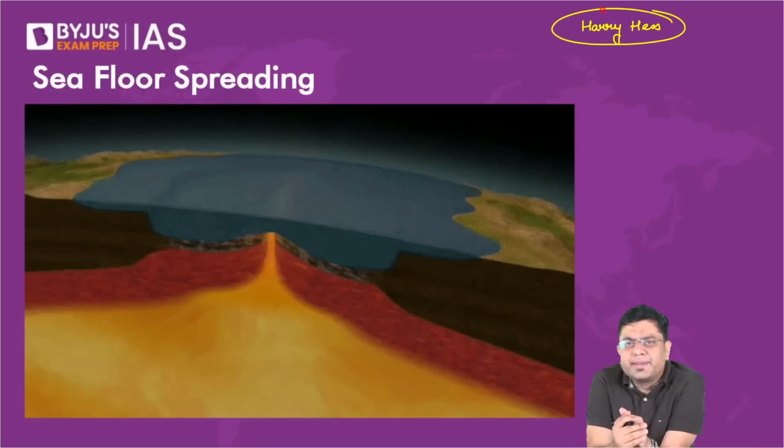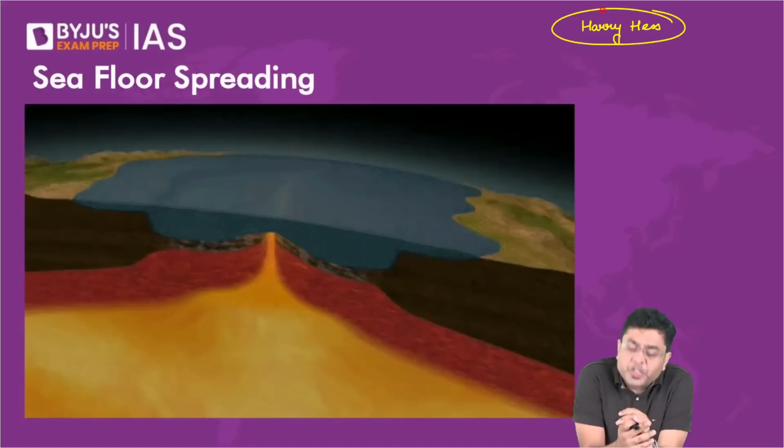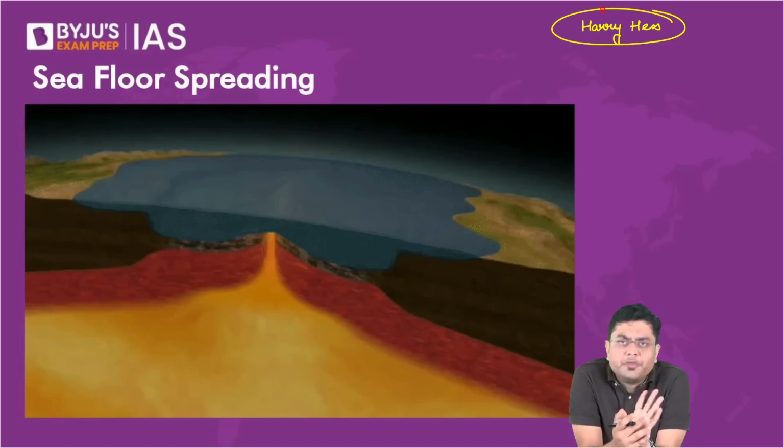Now, Harry Hess started observing the water and the base of the sea. Based upon his observations, he had multiple different observations that he made, and he provided the seafloor spreading theory. So, first of all, what are the observations that he made? Those observations are quite unique.